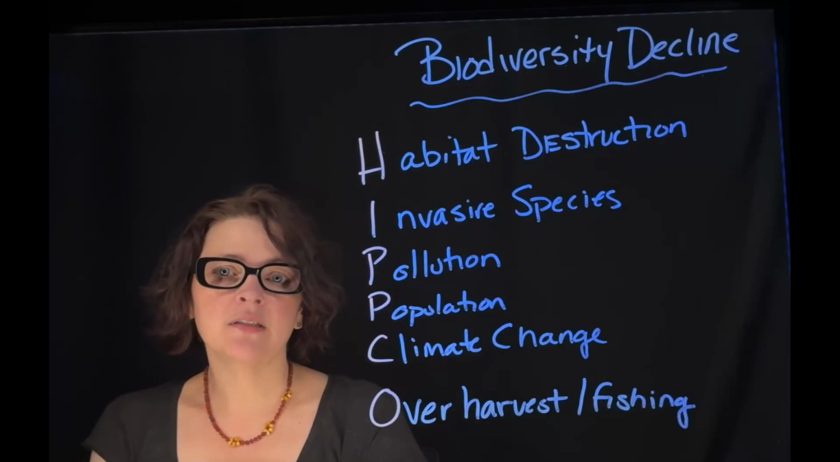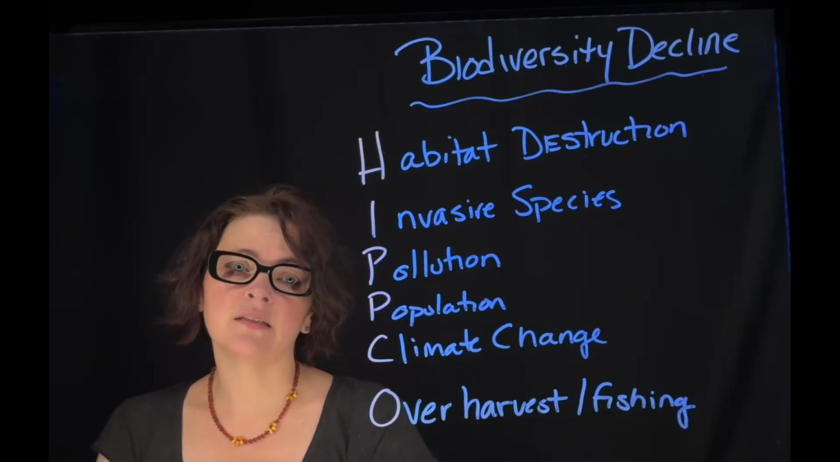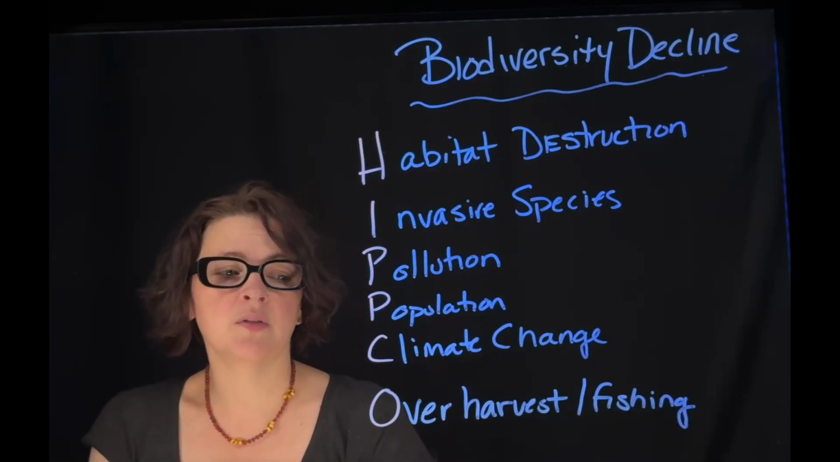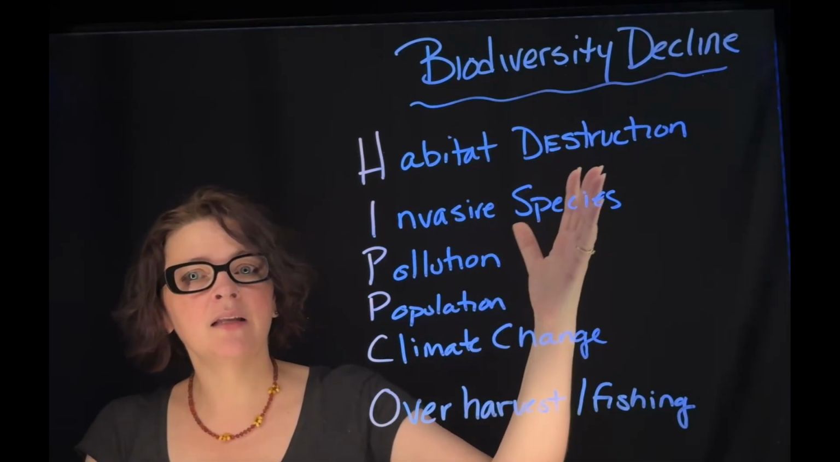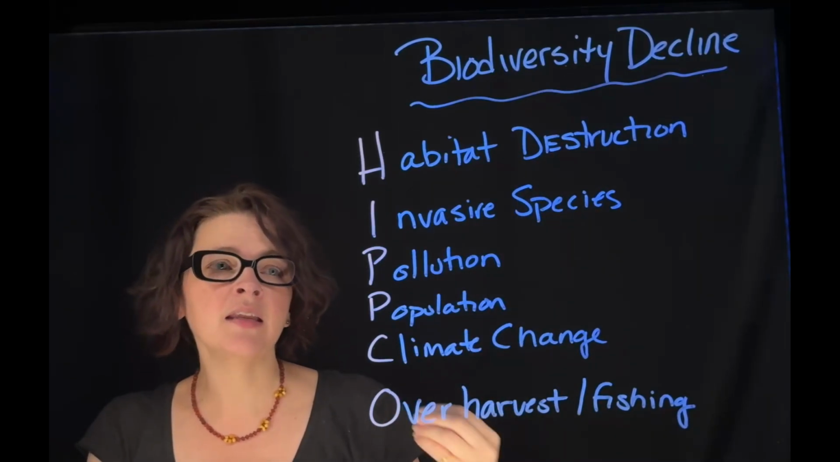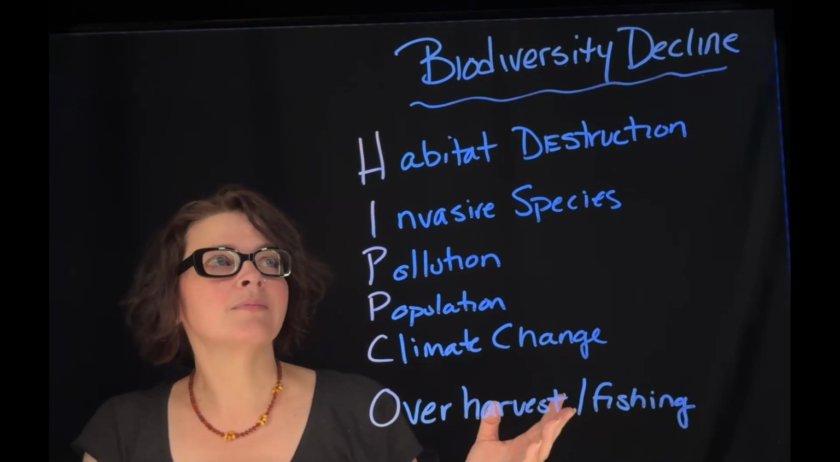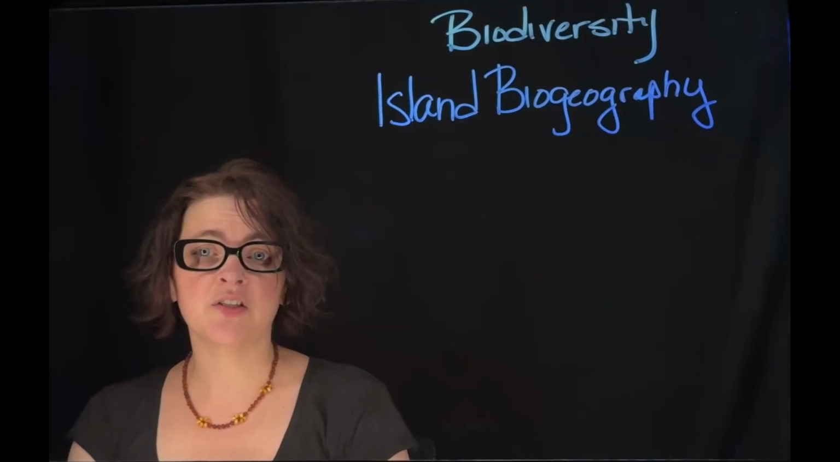Biodiversity of an ecosystem keeps that ecosystem resilient and resistant. So the more biodiverse, the more resilient the ecosystem is. So when you're looking at biodiversity declining or less resilience of an ecosystem, these are the things that you should think about to describe why biodiversity is declining. So that is the introduction to biodiversity.